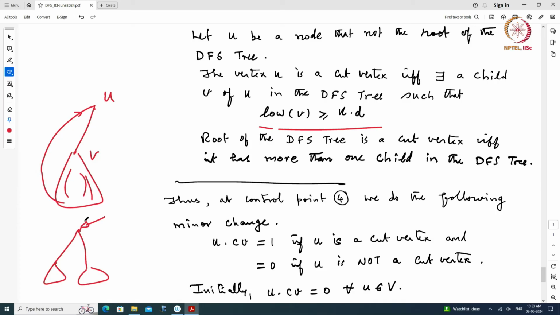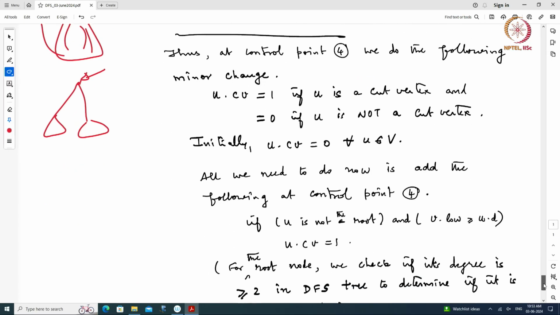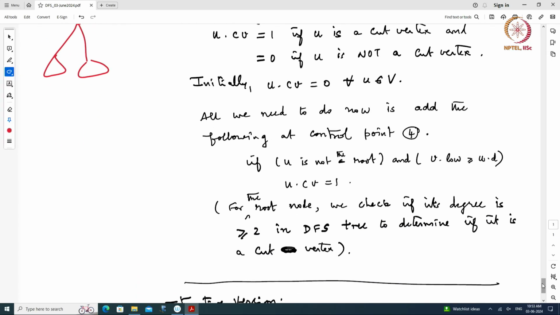How do you find a cut vertex? u.CV equal to 1 if u is a cut vertex, otherwise it is 0. All we have to do is: if u is not the root and v.low is greater than or equal to u.d, u.CV equal to 1. Only this has to be added at control point 4. That is it. When this is done, you have solved the problem of finding the cut vertices. The whole solution emerges as magic.